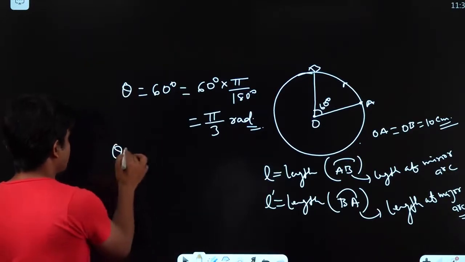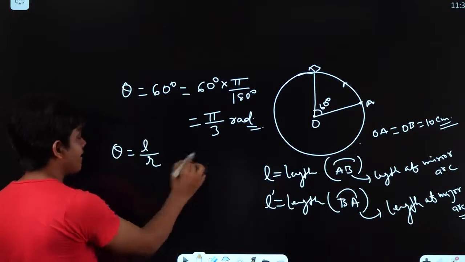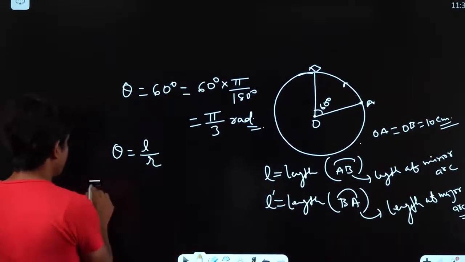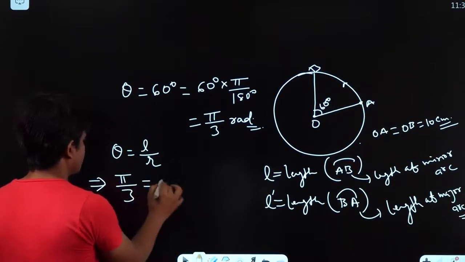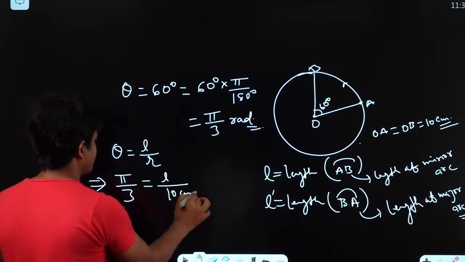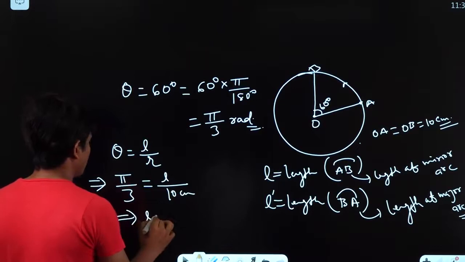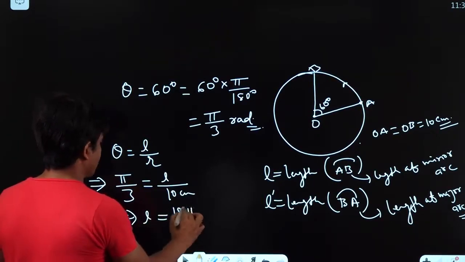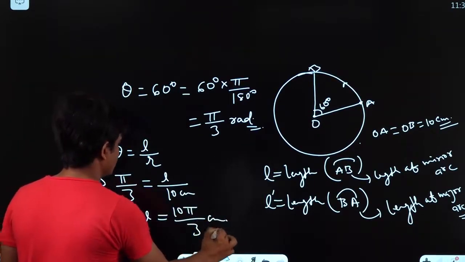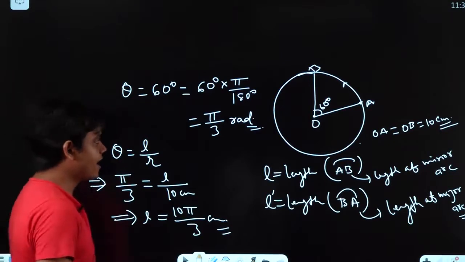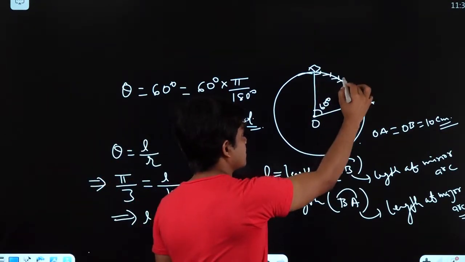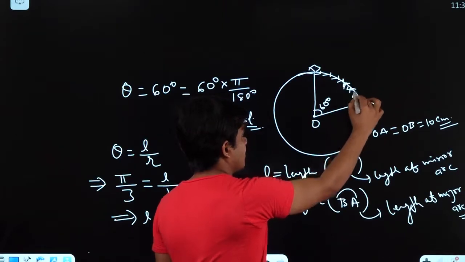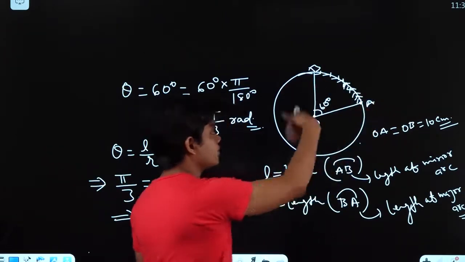So theta is equal to what? L by R. Our R is what? 10 centimeter. So what is theta over here? It is pi by 3 equals L upon 10 centimeter. So it will become what? L equals 10 pi upon 3 centimeter. So this is the length of this minor arc. Okay, but we have to find the length of the major arc.